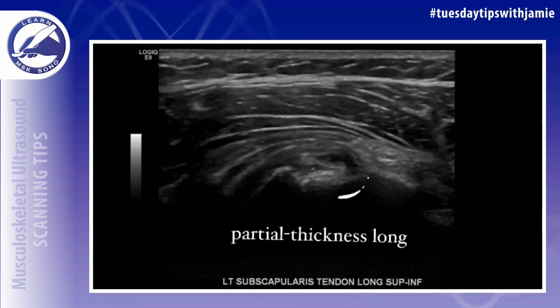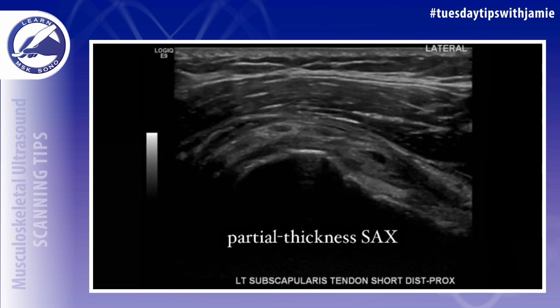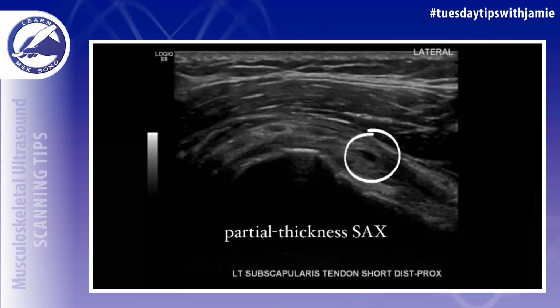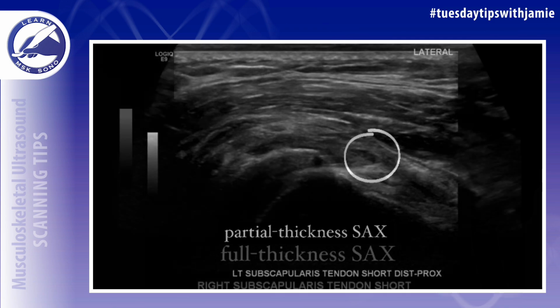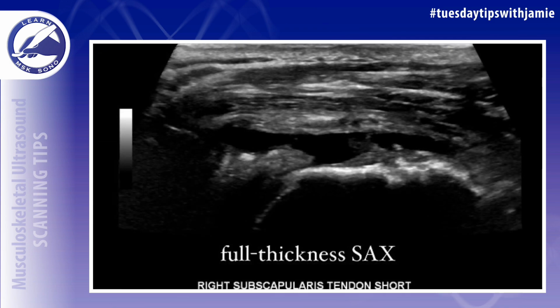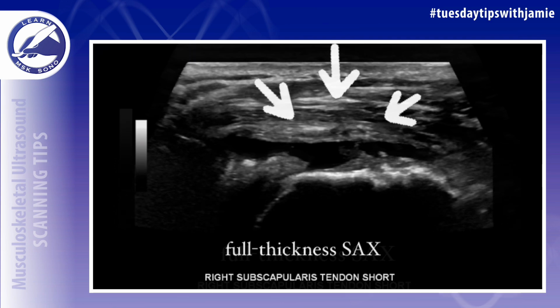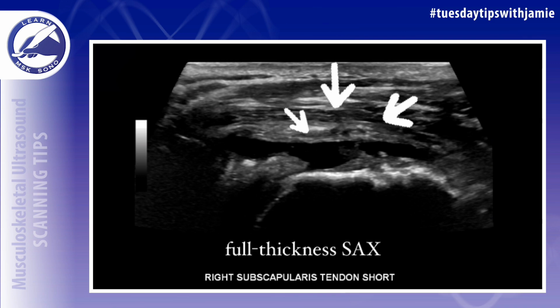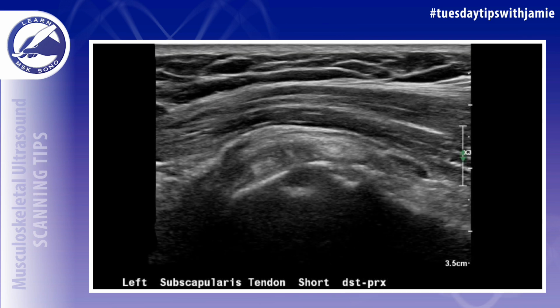This is an example of a partial thickness tear of the subscapularis tendon, first in the long axis and next in the short axis. You can see that I'm demonstrating the anechoic defect with the circle, and it's also superimposed on tendinosis. Next, this is a full thickness tear, meaning that it goes through the entire thickness of the tendon. These are things you want to study more about to learn how to describe the different characteristics of the tear.